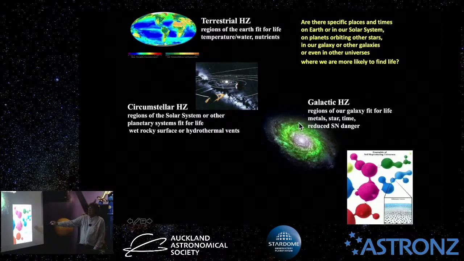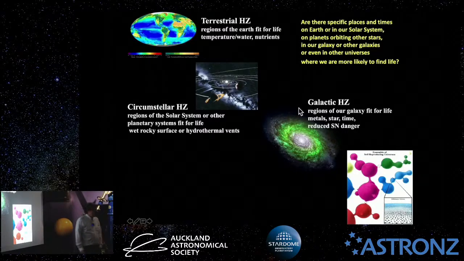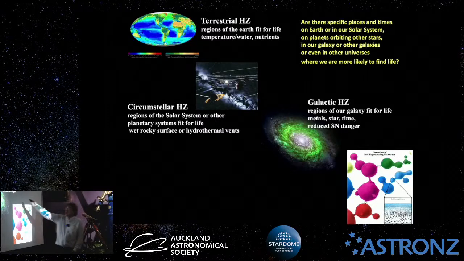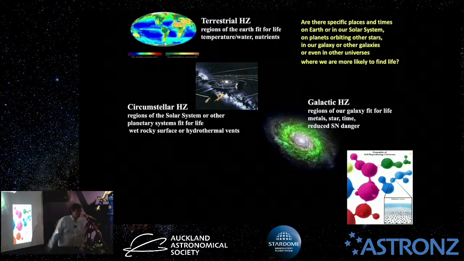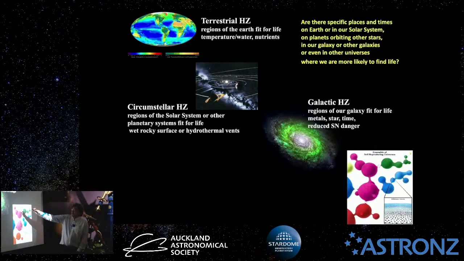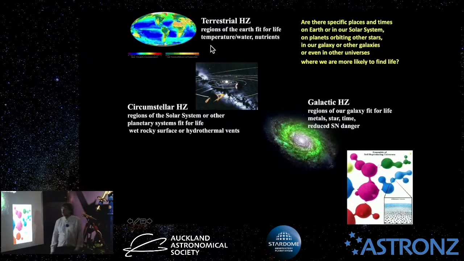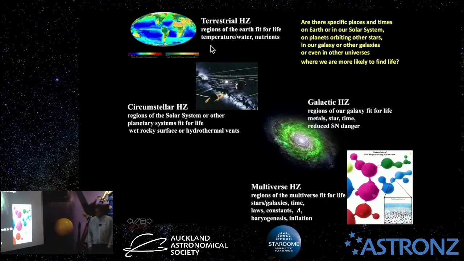These are the regions of our galaxy fit for life, for example, where we have enough metals. Now, metals for an astronomer is anything that's not hydrogen and helium. And we have to have a star, we have to have some time available for life to evolve. Also, we don't want a supernova too close, so we need a region of reduced supernova danger. And then we have the multiverse.